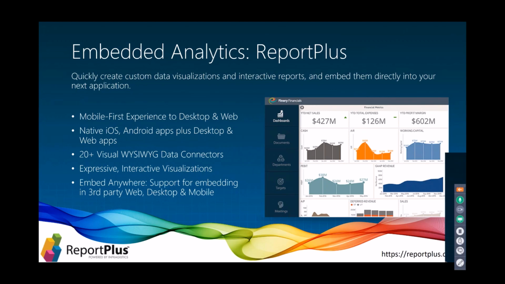When you install Ultimate, you can just start playing with the desktop version. If you want to play with the iOS version or the Android version, just go to those app stores, search ReportPlus, download it, and you can get up and running very quickly.